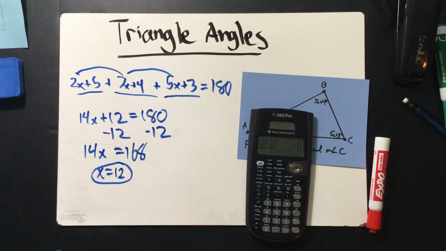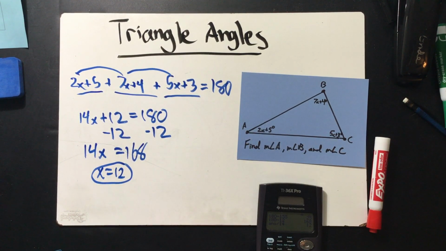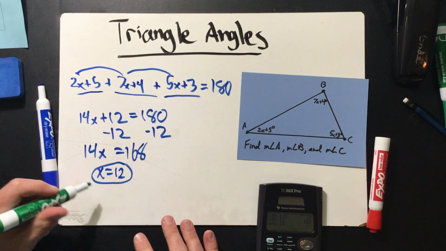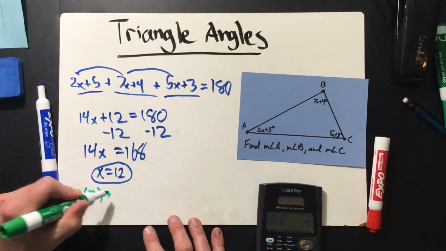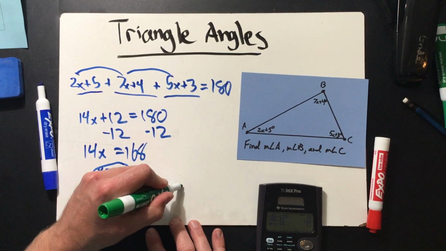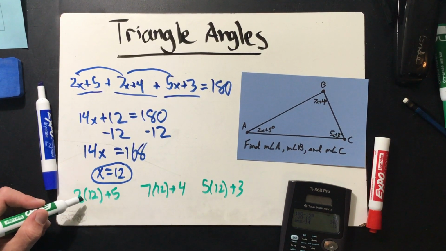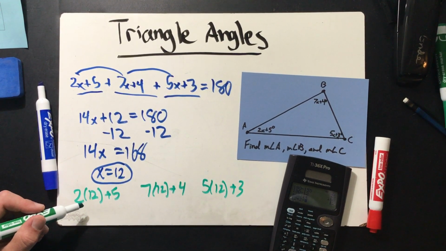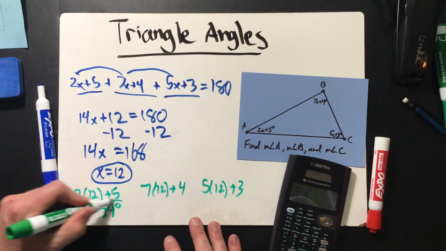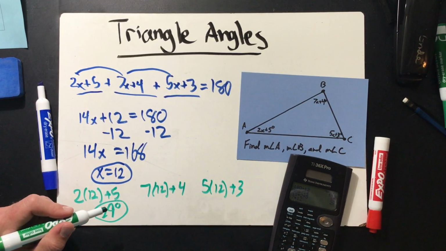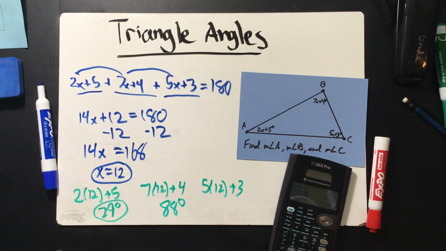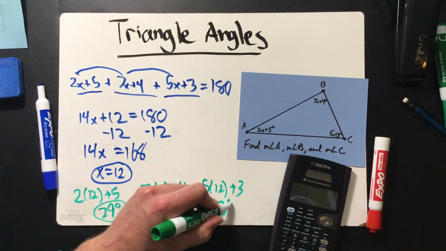This is not the final answer. This is a huge step to finding the final answer. We need to find the measure of angle A, B, and C. And so we have to plug 12 back into all of these expressions that we were given. So we have to go 2 times 12 plus 5, 7 times 12 plus 4, and 5 times 12 plus 3. When we do that, 12 times 2 plus 5 will give us 29 degrees. 7 times 12 plus 4 is 88 degrees. And then 12 times 5 plus 3 is 63 degrees.